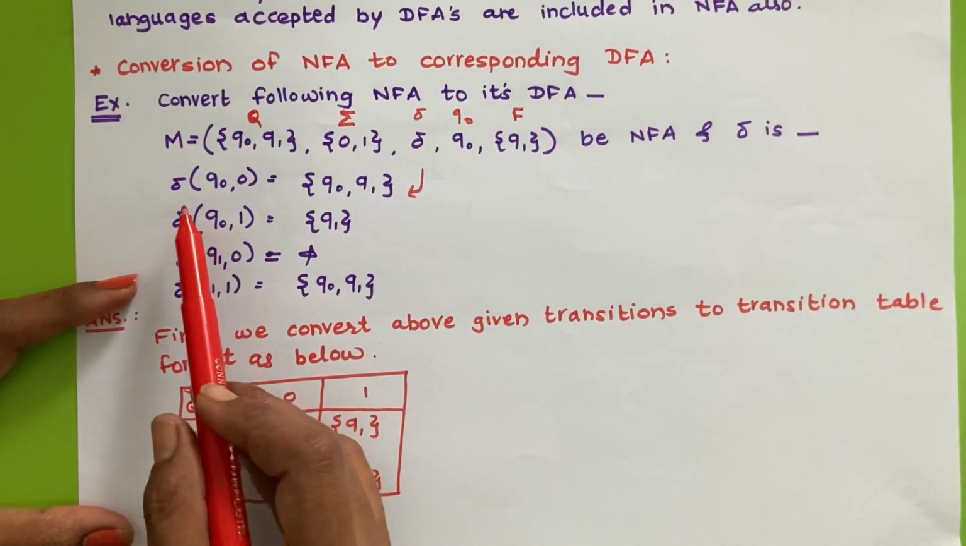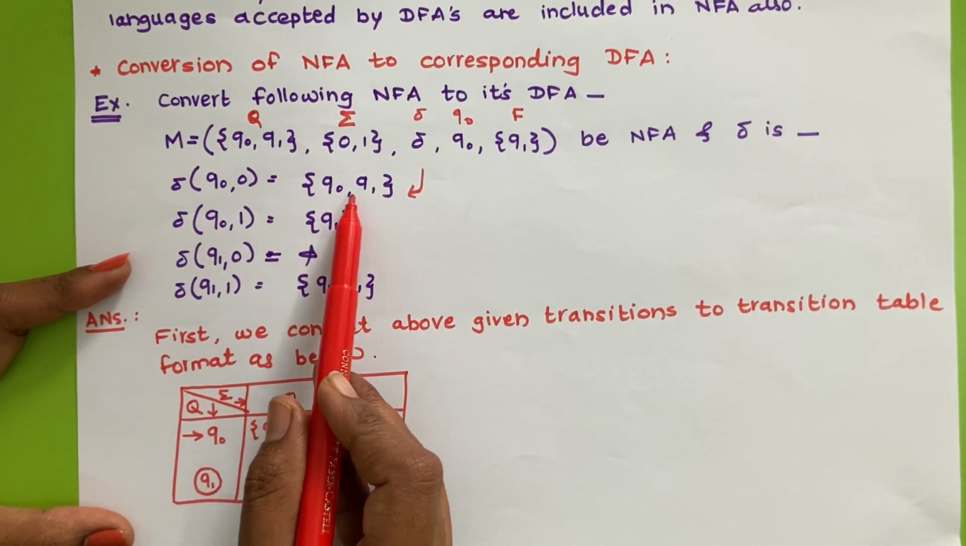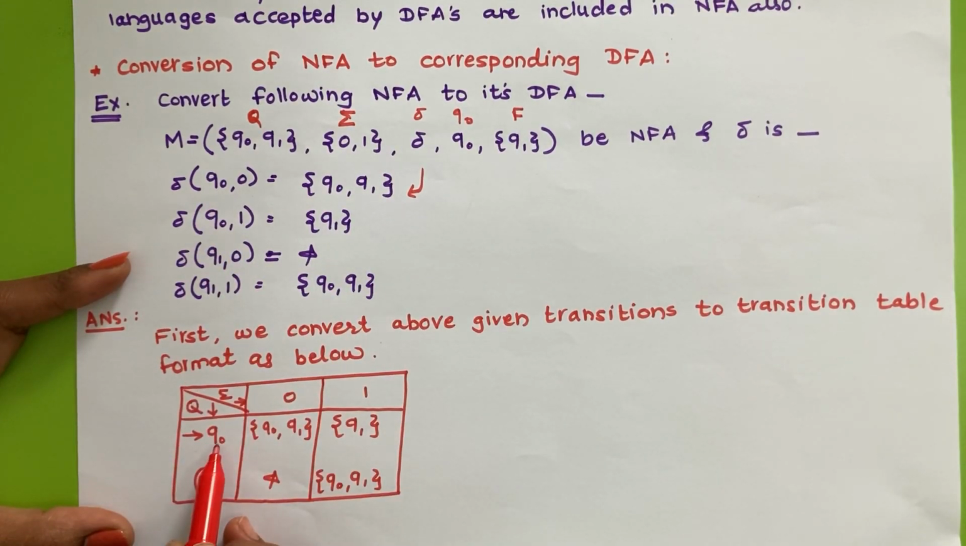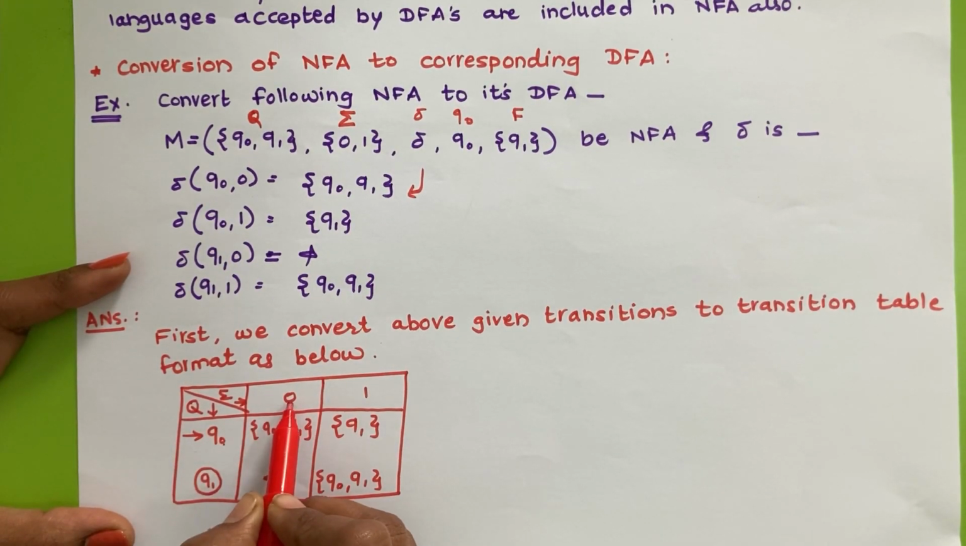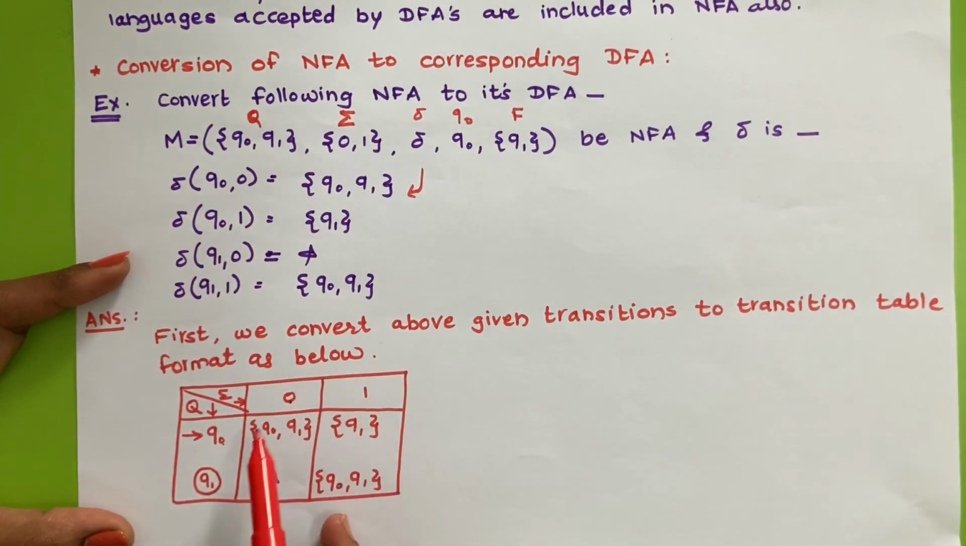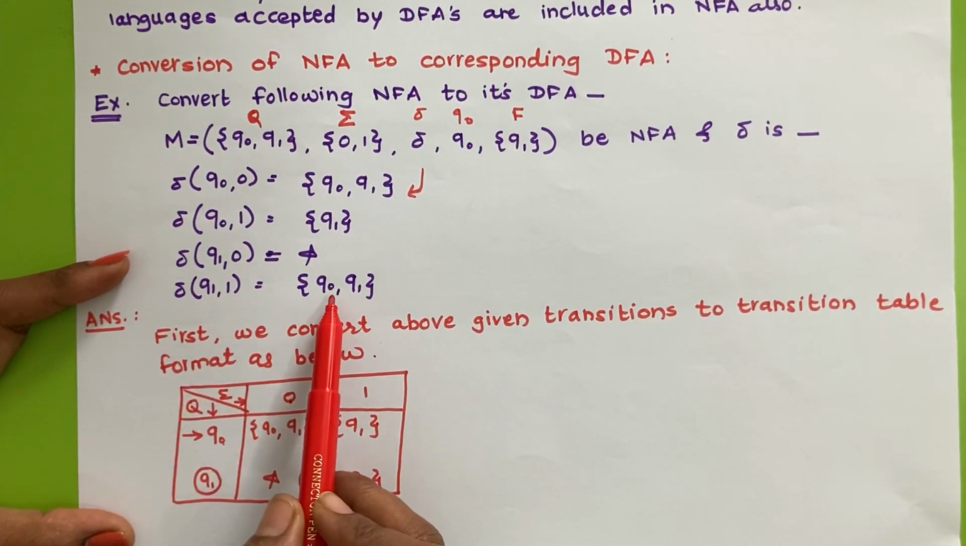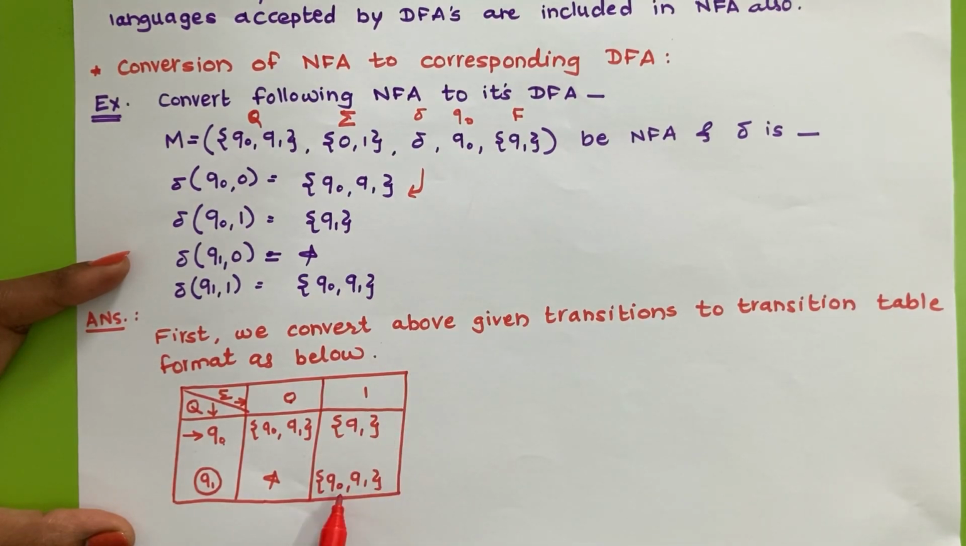So delta of Q0, 0 is equal to Q0, Q1. So I'll write Q0, 0, output is Q0, Q1. Now next transition is Q0, 1. So Q0, 1, output is Q1. So I have written it in this form. Now next Q1, 0. Q1, 0 is phi, so I have made the entry as phi. Now next Q1, 1, that is Q0, Q1.